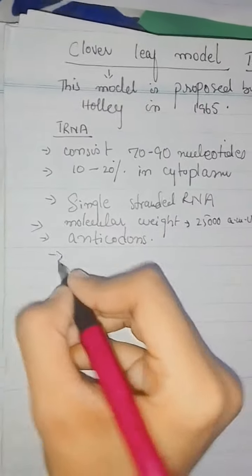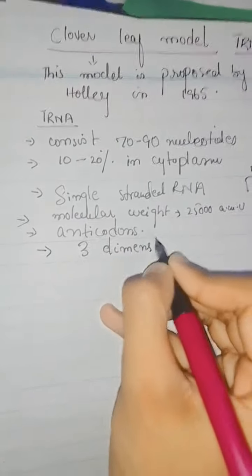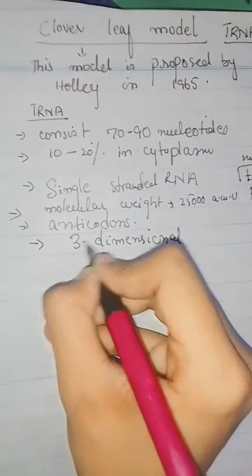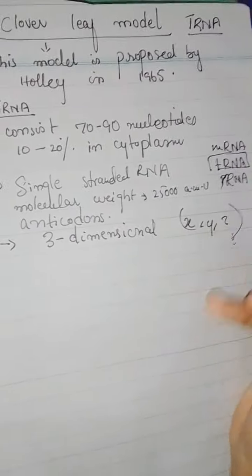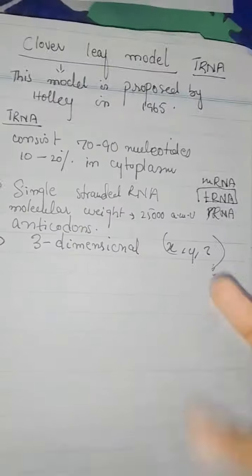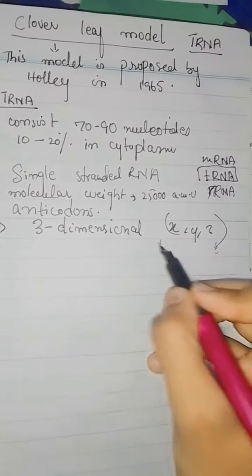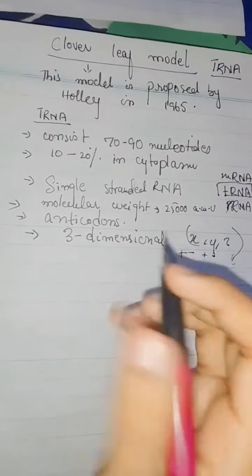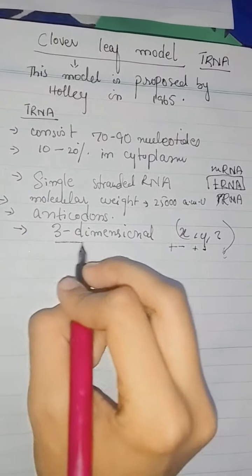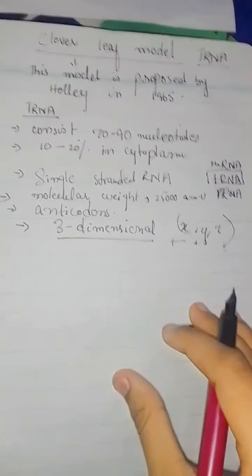And it is three-dimensional. What does three-dimensional mean? It means it has three axes: x-axis, y-axis, and z-axis. We'll be discussing how it has the x-axis, x positive as well as negative, y positive as well as negative. So tRNA is basically three-dimensional as well.